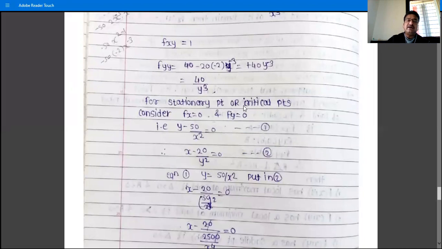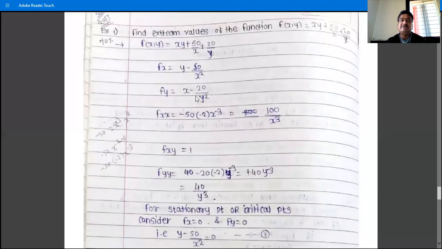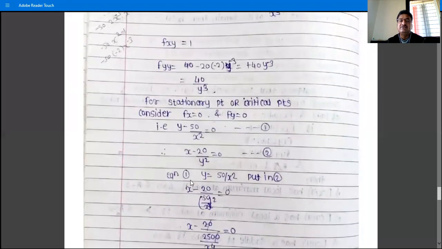So for stationary points or critical points, consider the equations fx is equal to 0 and fy is equal to 0. That is, after solving these two equations simultaneously or independently, that is by adding, subtracting, multiplying these equations, we have the critical points or stationary points. So fx is this and fy is this, equal to 0.